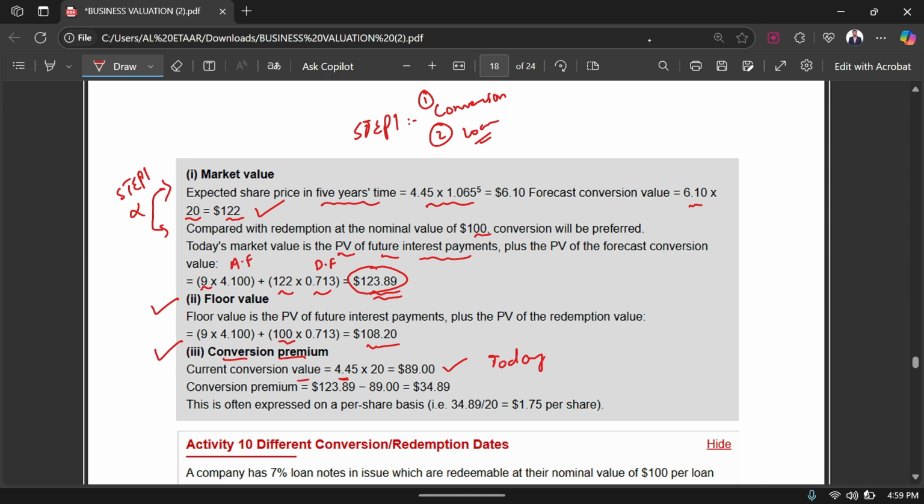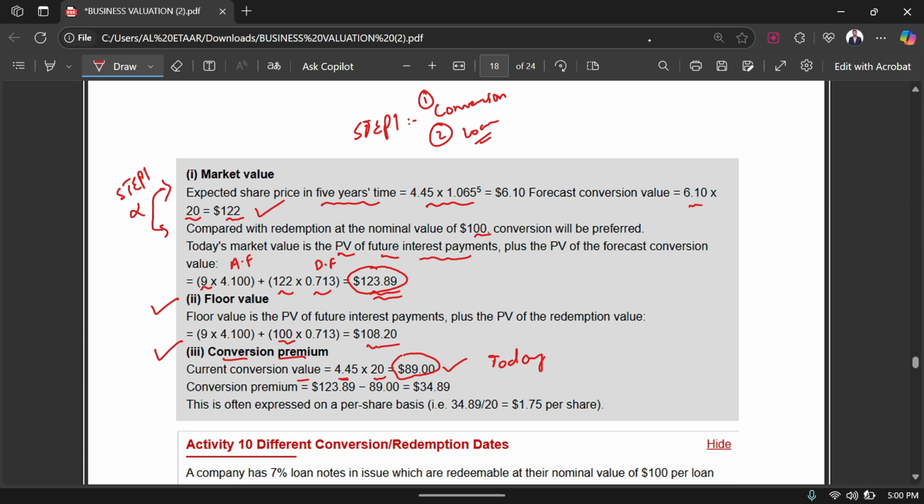So what I'm saying is that if I calculate the conversion value after 5 years, we have already done that. It was coming to be 123.89. But what if I do it today? If I do it today, then that's worth $89. So I just took my market price and multiplied it by the number of shares that I was getting, 20 shares. So that's $89, right? So today it's worth $89, and after 5 years it's worth $123.89.